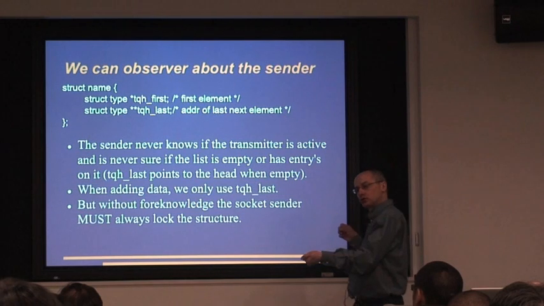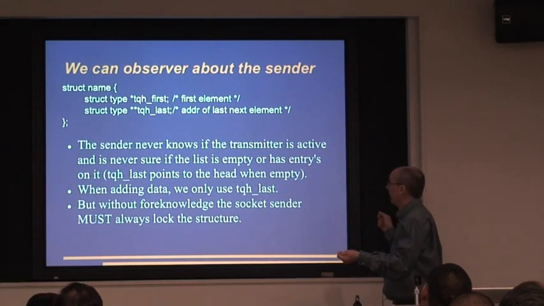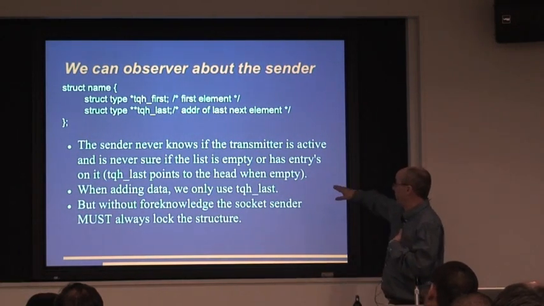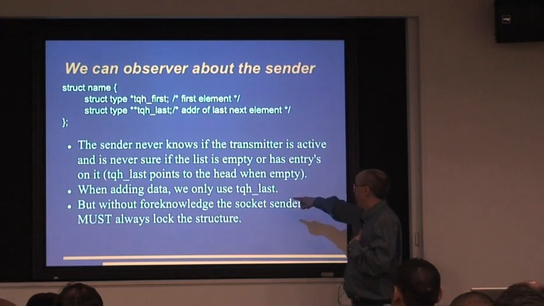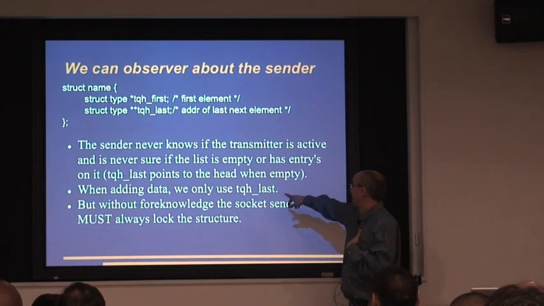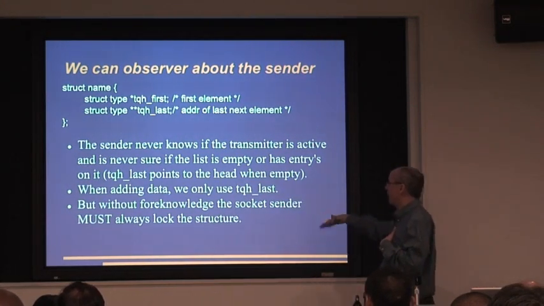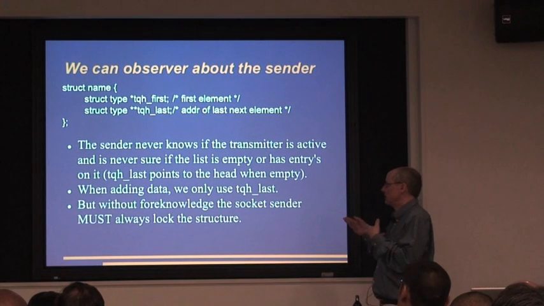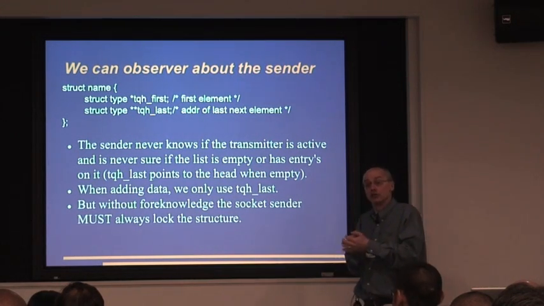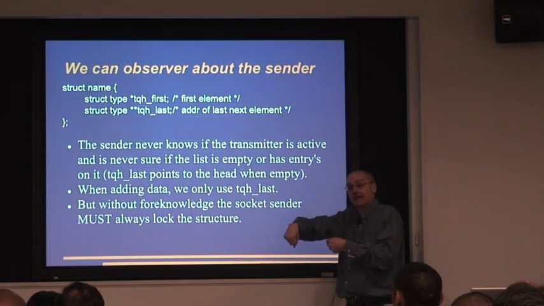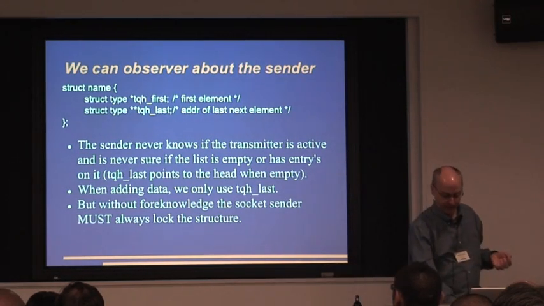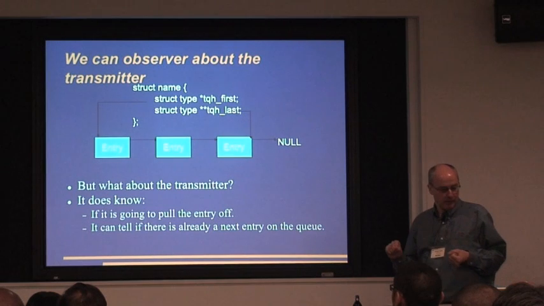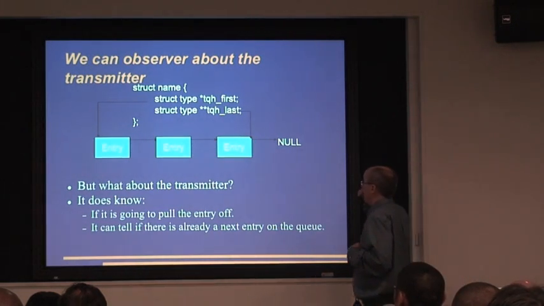And I can never be sure if the list is empty or has entries on it at the point when data is being added. We're only using TQH last, but without foreknowledge that the transport is actually doing something, you really can't do a lot. I've got to have a lock, in other words, in this structure. There's no way the guy adding data to the queue cannot lock the structure. It's imperative that he does.